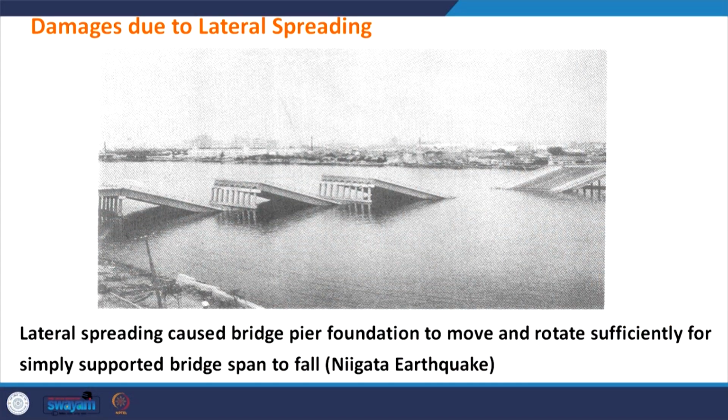What happens is that the bridge pier foundation moved and rotated in such a way that the simply supported span fell. So, ultimately you can say this bridge collapsed. That is why this is another example suggesting it is very important, whether you design a building or a bridge, that you design the foundations so that they are safe during the earthquakes.